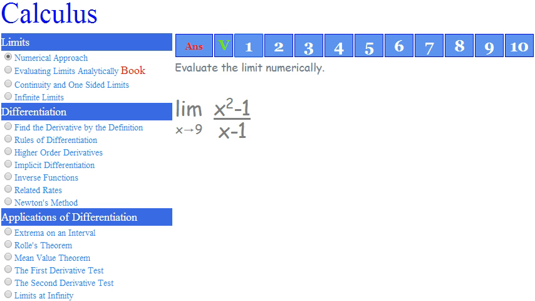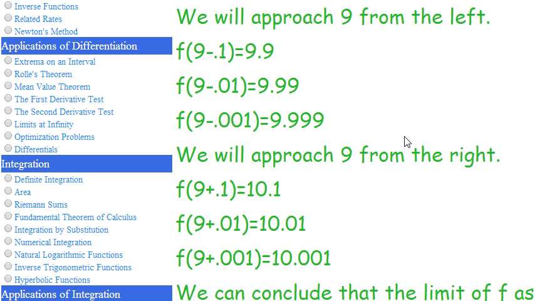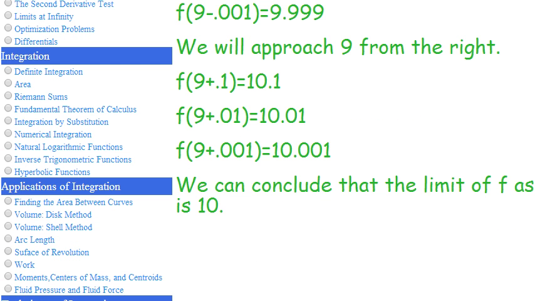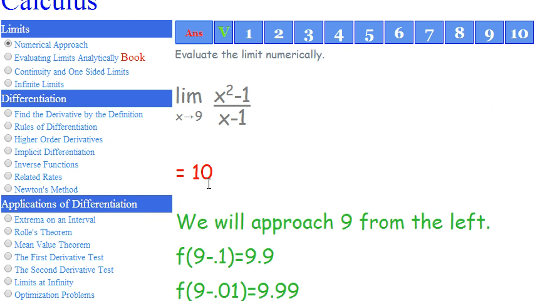Let me come up here and hit the help button. I've actually got this worked out. So we're approaching 9 from the left, as you can see. So we use 0.1, 0.01. We're getting closer and closer to 9. And of course, we can take a look at what this pattern is approaching, and then approach it from the right. Right? And we can make a conclusion that it's approaching 10.